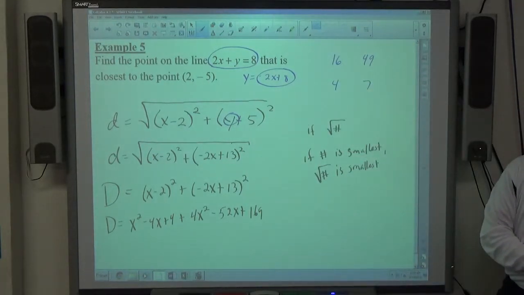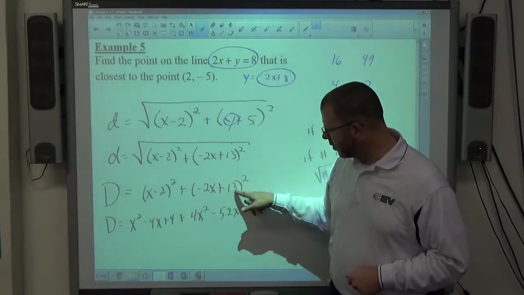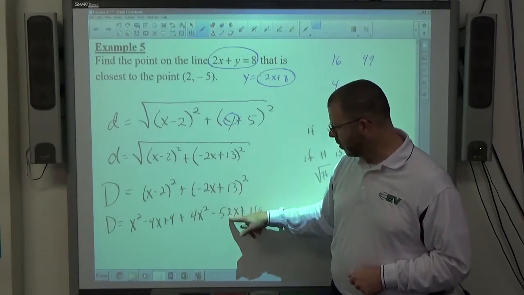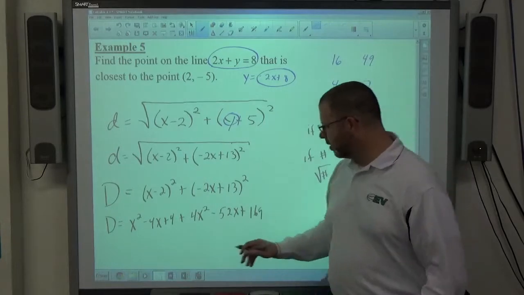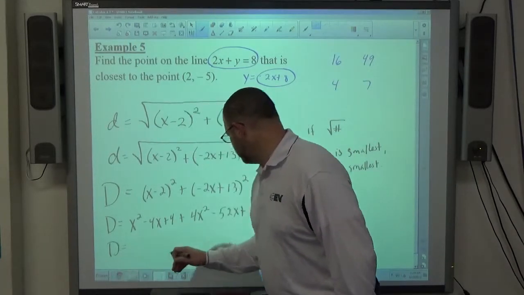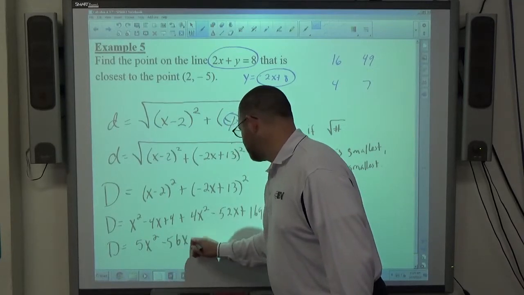Squaring a binomial is what it always has been. Square the first object, double the product of the two objects, square the second. The squares are always positive, regardless of the signs of the objects. The double the product is based on the signs: −2 doubled, −26 doubled, right? And then combine like terms, so big D comes out to 5x² − 56x + 173.